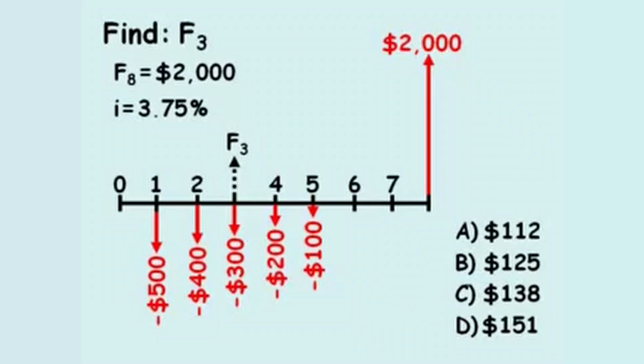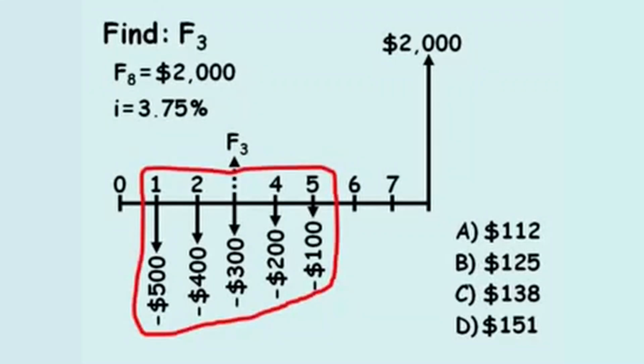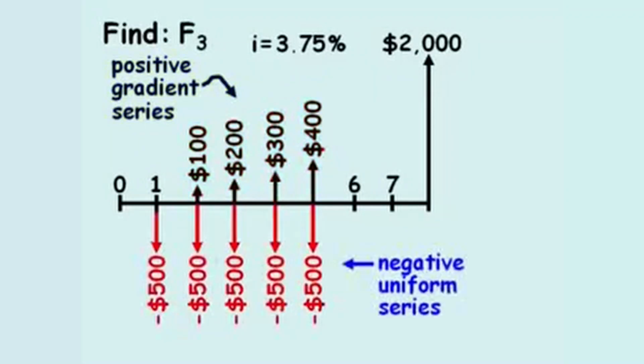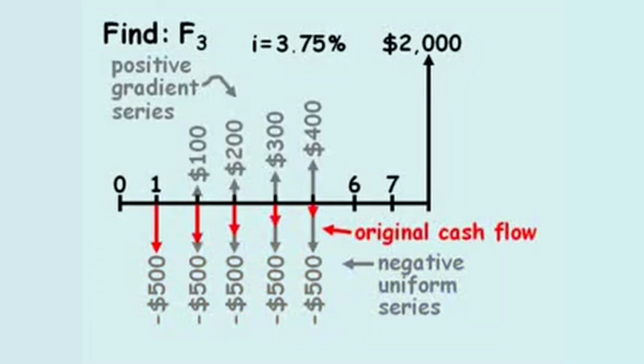We'll begin this problem by creating an equivalent cash flow diagram. Doing so will make it easier to compute the negative cash flows by equating these 5 negative cash flows to the sum of a positive gradient series cash flow minus a negative uniform series cash flow, where their sum would equate to the original cash flow diagram for these 5 years.